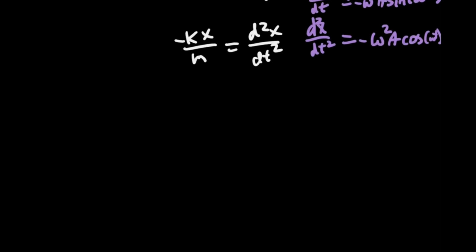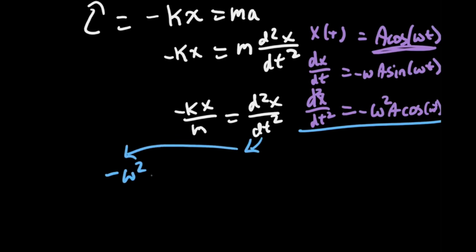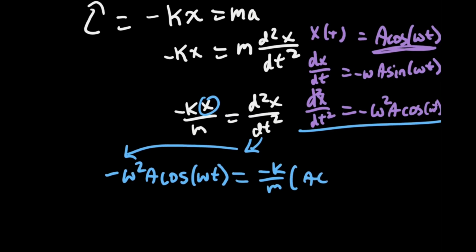And so now that I have that information, I'm going to plug it into the equation that we just had. So going back up here for a second, we have this second derivative of the x of t function is negative, and we're going to plug it in right here. I'm just going to shift the sides here. Negative omega squared a cos omega t, and that is equal to negative k over m times our x of t function, which is a cosine omega t.